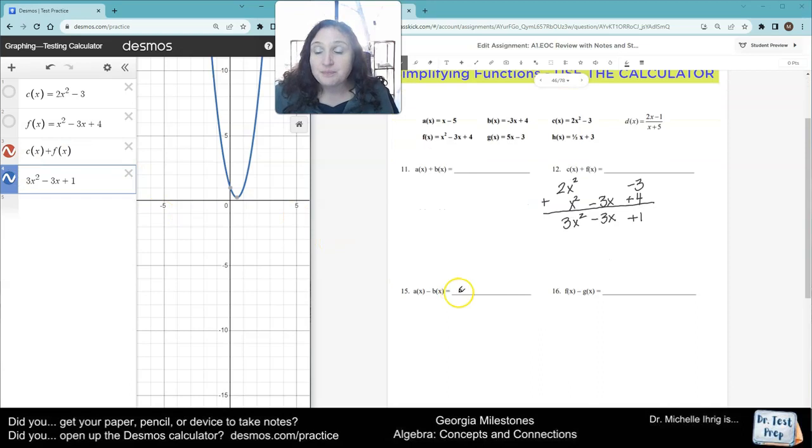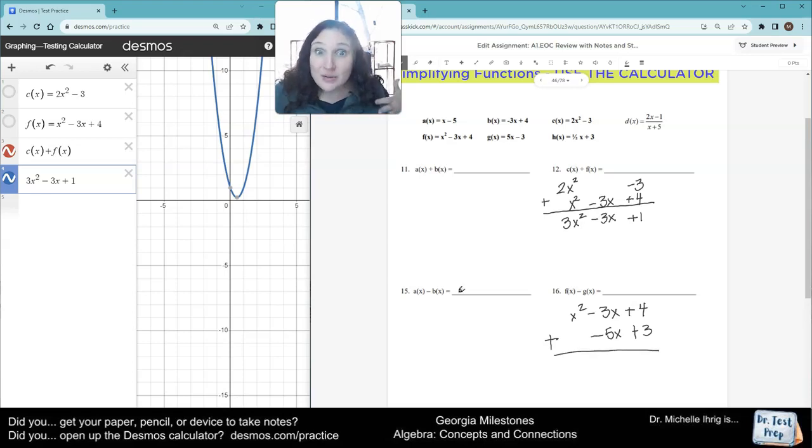Just real quick, if you were to do this problem here, make sure when you set it up, here's our f of x equation. Because we're subtracting g of x, we're subtracting the whole thing. So that means this becomes a positive, this becomes a negative, and this becomes a positive. And then we would add going down.